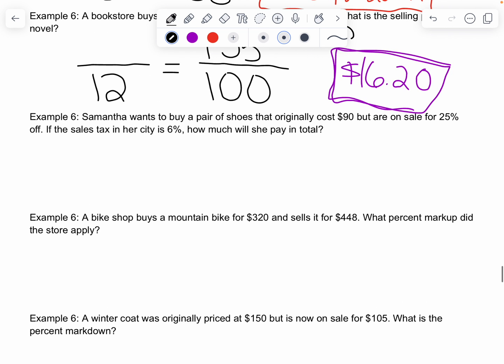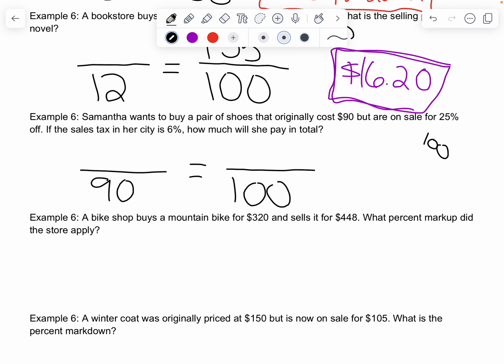For example 6, Samantha wants to buy a pair of shoes that are originally $90. So before that, they were $90. They're on sale for 25% off. So if we normally pay 100% for an item, but now it's 25% off, now we're only going to pay 75% for that item. However, there is sales tax, which bumps it up. So now we have to add that 6%. So we get 81 here.